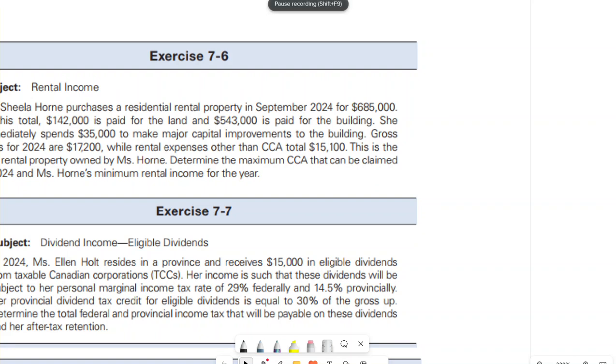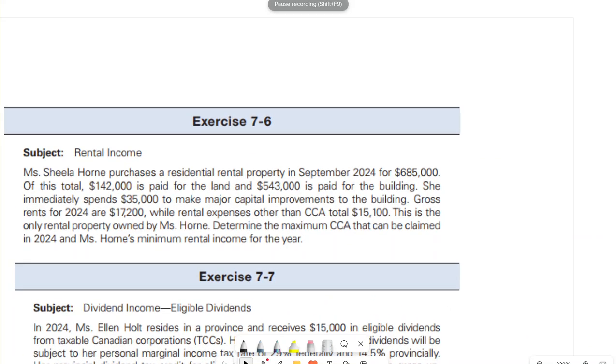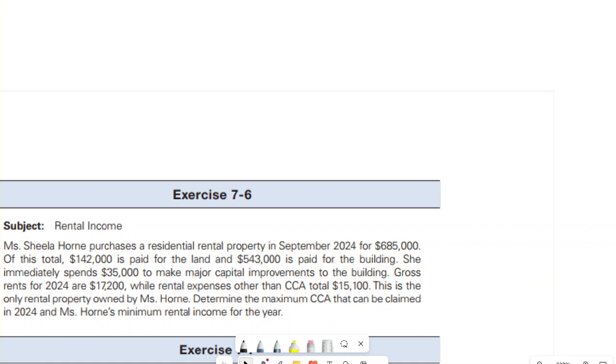Today's recording is to take up some of the homework at the back of the chapter or in the chapter. So the first one we talked about in the chapter was rental income. We're going to read the question and try to make sense out of it and answer what the question is asking us to do.